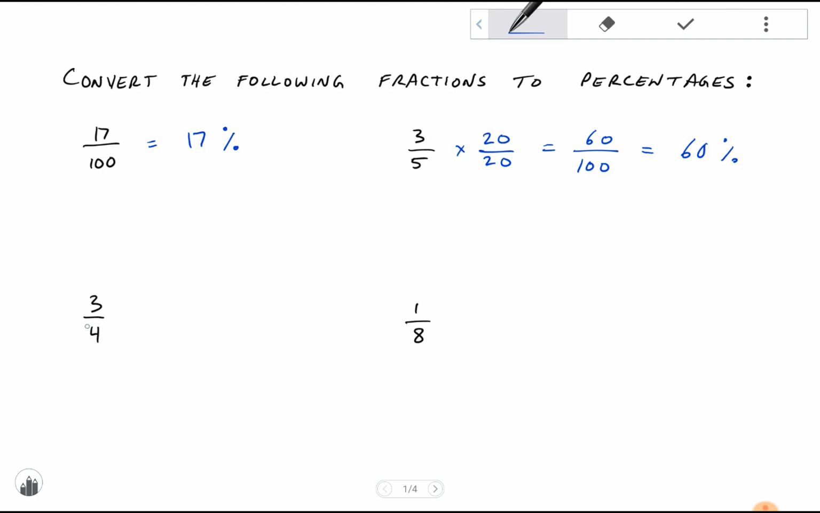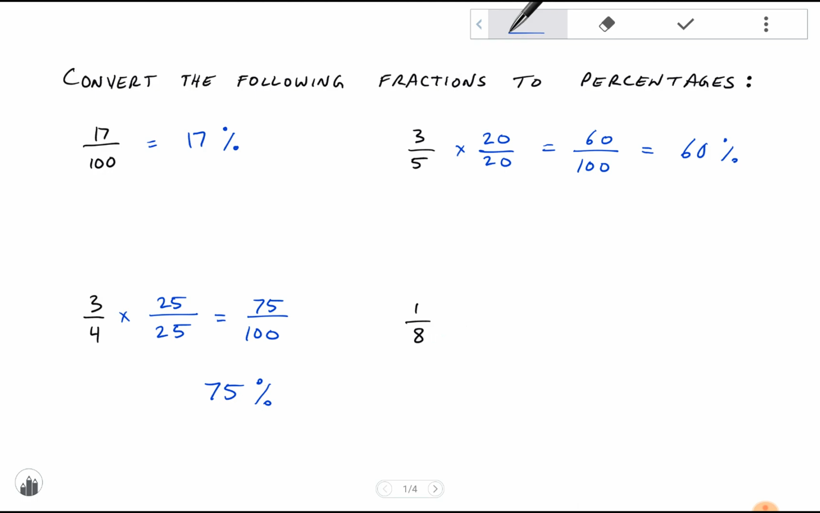So let's do this one here, 3 over 4. If we multiply 4 by 25, we'll get 100. So we'll multiply the numerator by that as well. 3 times 25 is 75. 4 times 25, like we said, is 100. 75 is just score out of 100. So this right here is 75%. 3 over 4 is 75%.